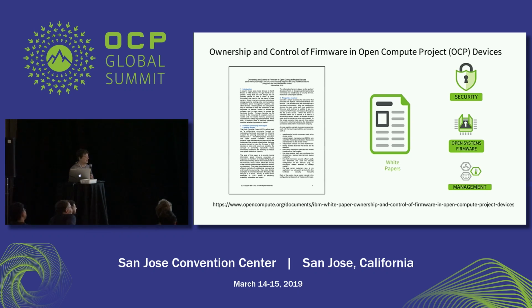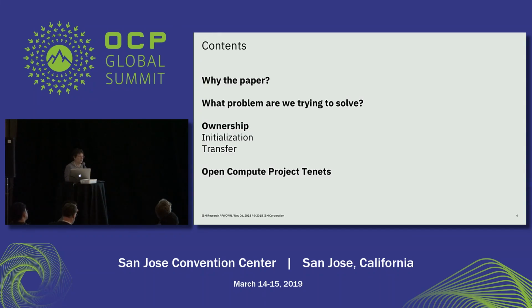In addition to that, we cover multiple groups within OCP. This was written under the hat of the security group, but it also applies to open system firmware and to hardware management. Okay, why did we do this? We're going to talk about why we wrote the paper, what problem we were trying to solve when we came up with our solutions. I'll talk about ownership, how you initialize it, how you transfer it to someone else, and then OCP would like me to relate that to their tenets, if we have time.